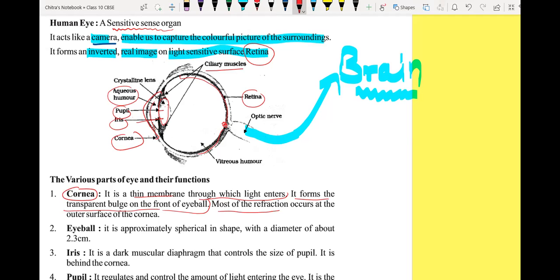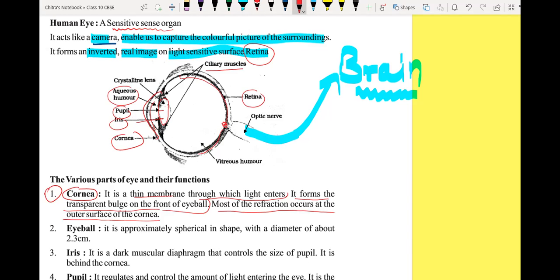Most of the refraction occurs at the outer surface of the cornea only. Whatever light enters our eye is mostly refracted by the cornea. Understood everyone? Yes, beta. What is a membrane? A membrane is nothing but a thin layer over the eye.